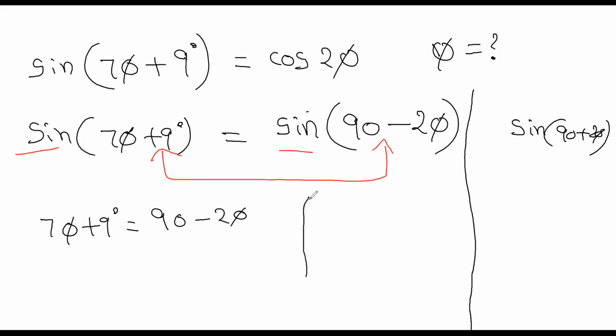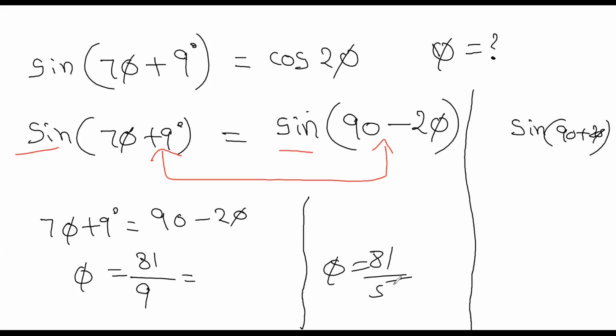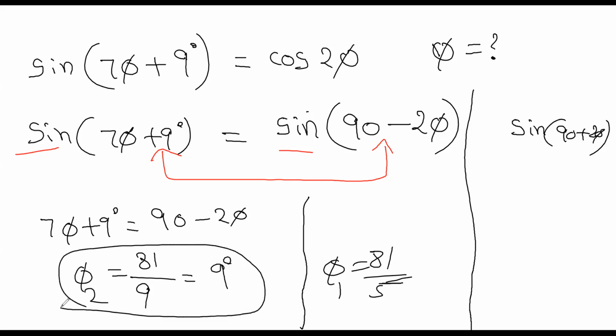Now we will get one value for this phi. What is the phi we will get? The first one will be 81 by 5. Oh, I took it as positive, sorry. So for the first one we get 81 by 5, and for the second one we got 9. So it can be 9 degrees or it can be 81 by 5 degrees.